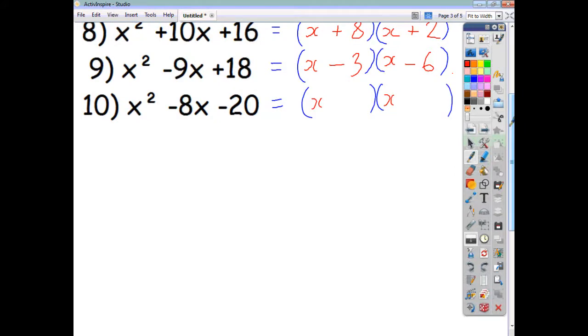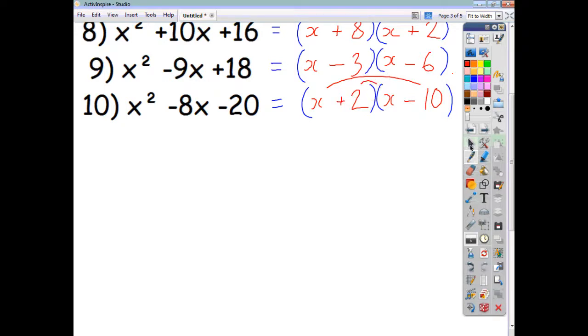Okay? So, let's do the last one. Factors of 20, 4 and 5, no use. 2 and 10, that looks a bit better because 10 minus 2 is 8. Now you want negative 8x. So you'd need negative 10x. Okay, so your outsides would be negative 10x, your insides positive 2x.